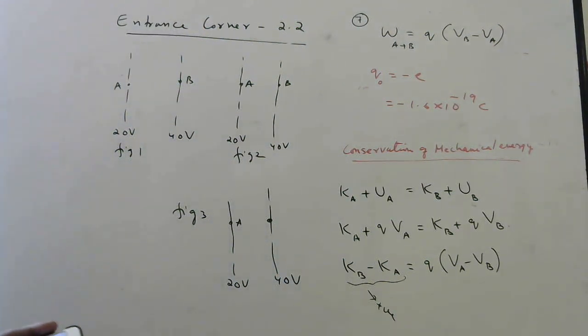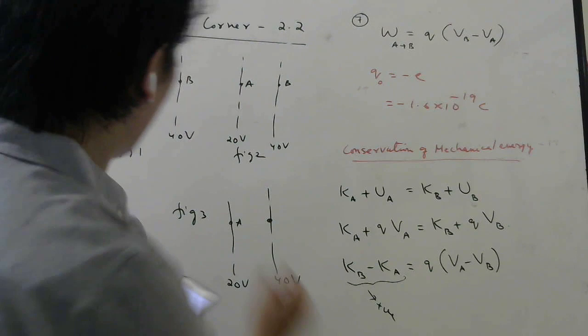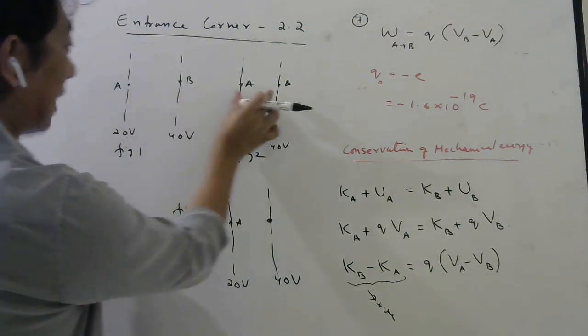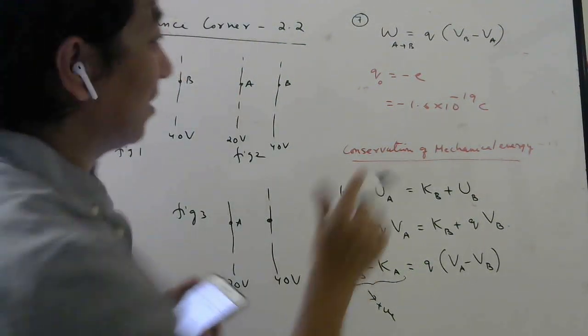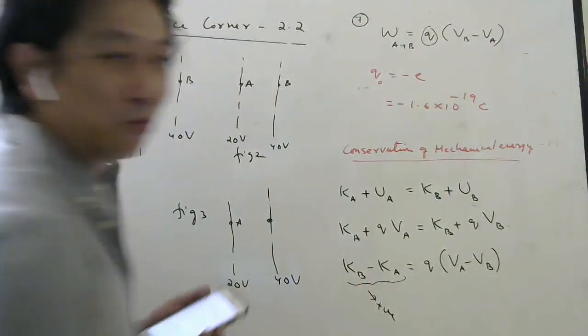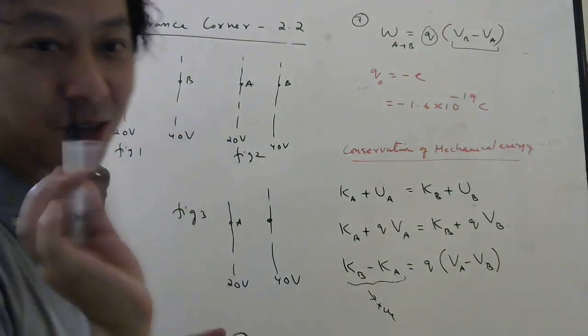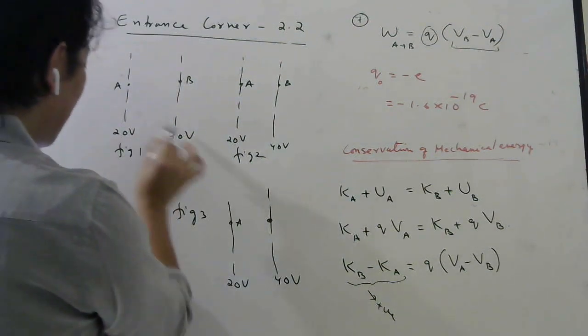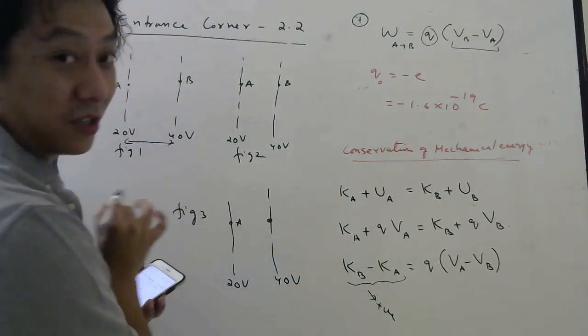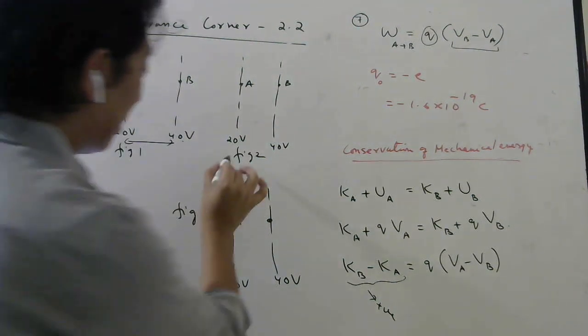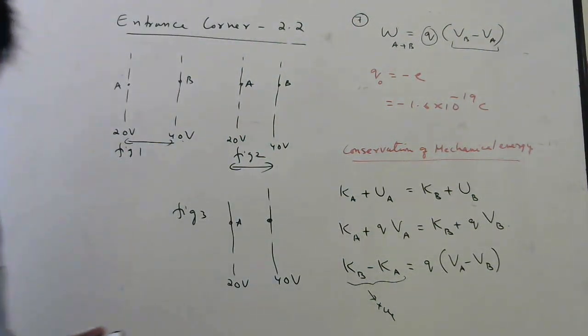I am drawing so much unnecessarily, because I don't care about distance, students. Once I know the charge which is moving and I know the potential difference, I can calculate the work done. So you can see here the potential difference is how much? 40 minus 20. Here the potential difference is how much? 40 minus 20.